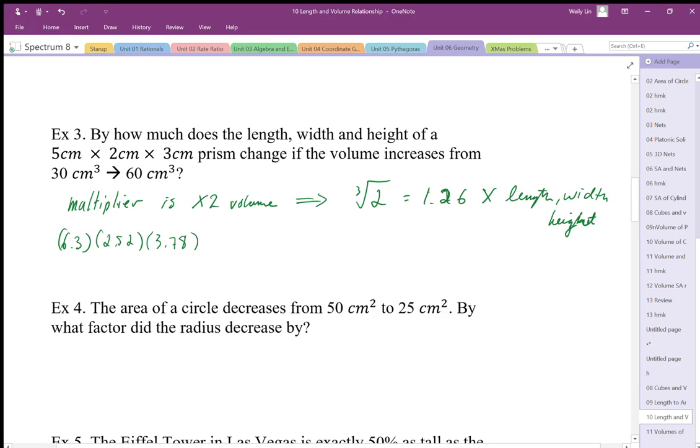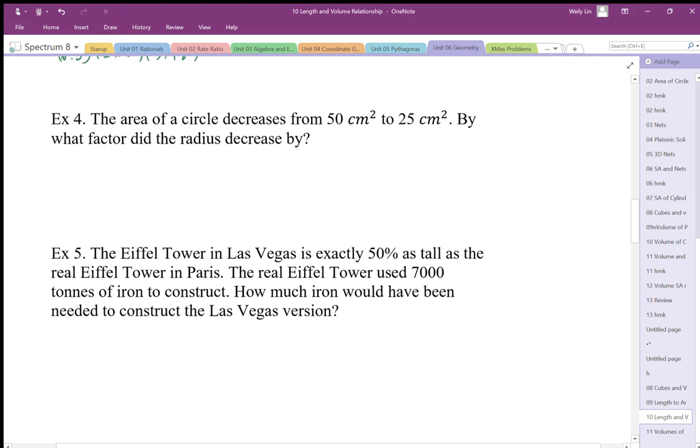So if I just work that out, 6.3 times 2.52 times 3.78, I get 60.01. Okay, so this is approximately equal to the 60 centimeters cubed that I had. And the reason why it's off by a little bit is only to do with the fact that I'm not using the exact value for that 1.26. Okay, so let's do another one here.